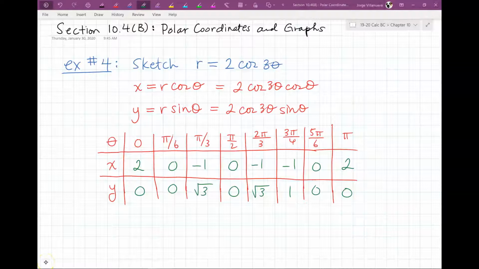All right, so for section 10.4, we're going to continue. This is part B, polar coordinates and graphs. So we're going to sketch r equals 2 cosine 3 theta. The first thing you're going to want to do is rewrite your x and y coordinate values. Since x and y are r cosine theta and r sine theta respectively, just plug in your r value, r equals 2 cosine 3 theta, into the x and the y functions, and you can get what they are in parametric form.